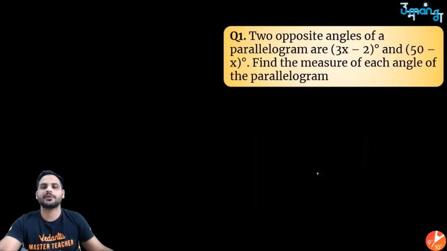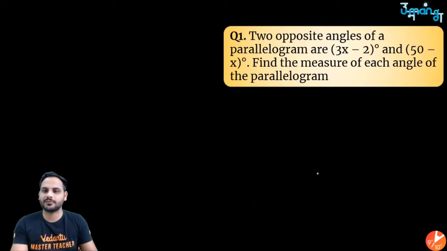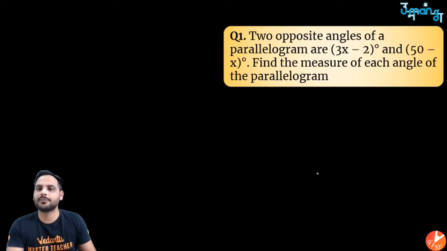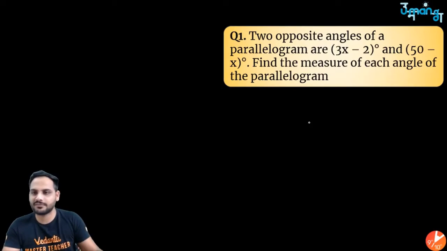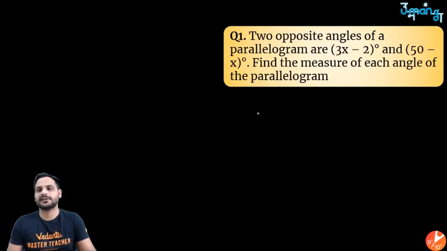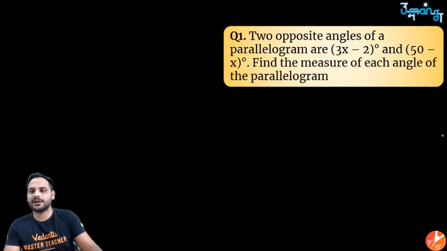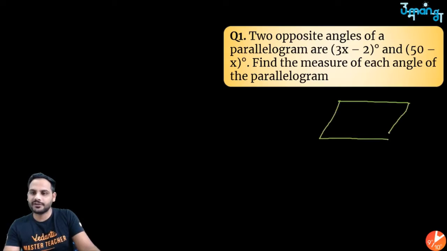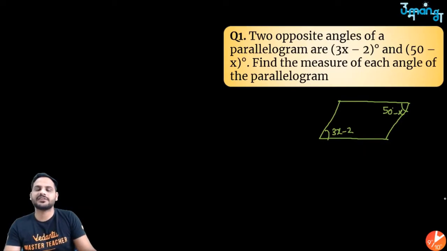Okay, now let's solve a few questions. Let's look at some questions. First question: two opposite angles of a parallelogram are 3x minus 2 and 50 minus x. Find the measure of each angle of the parallelogram. Okay. So suppose this is my parallelogram, one angle is 3x minus 2, the other angle is 50 minus x. Find the measurement of each angle.